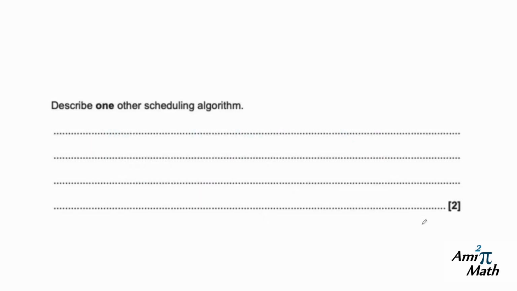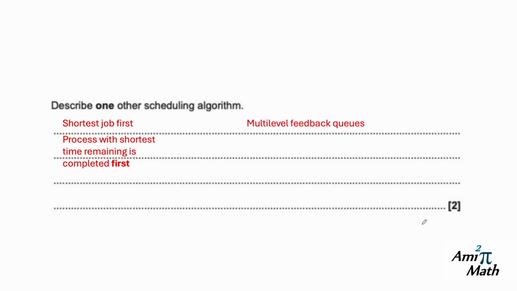Describe one other scheduling algorithm. So we know that first come, first served and round robin are one example. Another example could be shortest job first, and this is when the process with the shortest time remaining is completed first. So whichever process has the least amount of time required, it essentially just runs that job first. You can also use multi-level feedback queues, and these use queues with different priorities, and jobs can be moved between these queues.